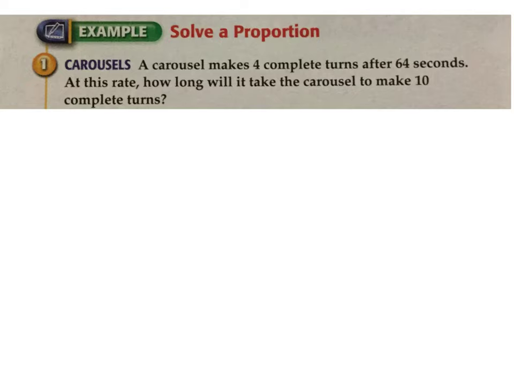A carousel makes 4 complete turns after 64 seconds. At this rate, how long will it take the carousel to make 10 complete turns? So when I look there, my keyword is rate. Rate tells me that I'm going to be making a fraction. So what is the rate that I am given? I'm told that it makes 4 complete turns after 64 seconds. So that is my initial rate: 4 turns after 64 seconds.